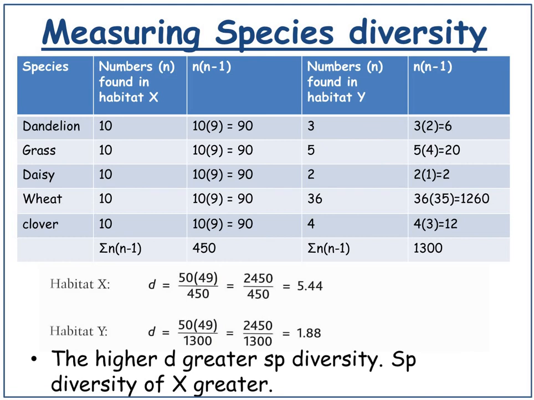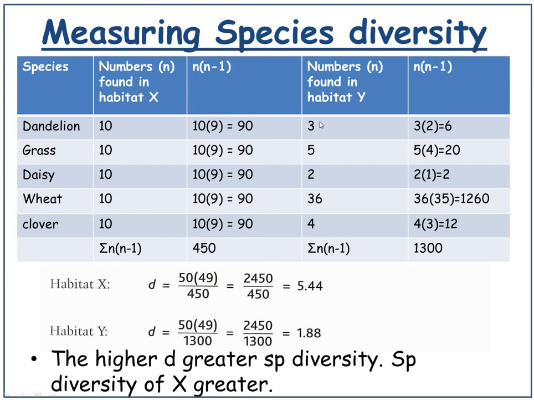So how you would do this is, for the numbers found in habitat X, you find the sum of n(n minus 1). So 10 times n minus 1, which is 9, because 10 minus 1 is 9, equals 90. And you keep on doing that: 10 times 9 is 90, for each of the five species. You add them all up and you get 450.